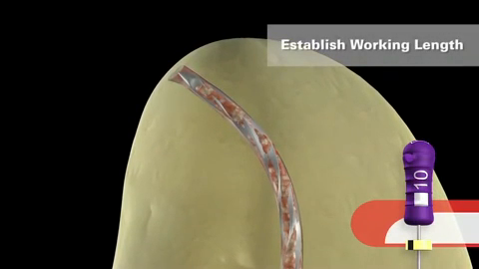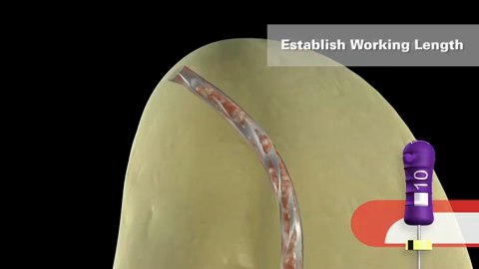I want you to be thinking it's baseball and slide into length. By sliding a pre-curve file to length, we have less likelihood of ripping and tearing the foramen. Schilder called this transportation, or iatrogenically relocating the foramen on the external root surface. This would be a perfect time to get a working length film or use your apex locator.